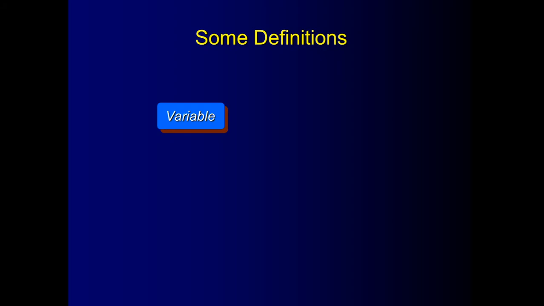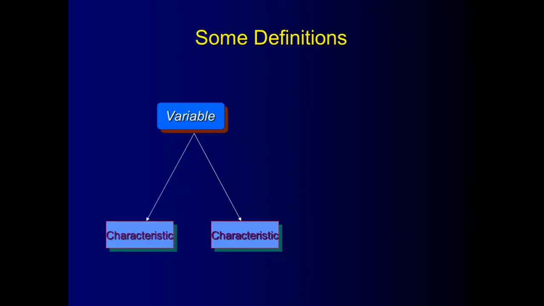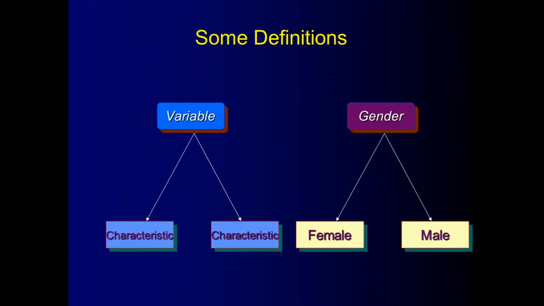Now what is a variable? A variable will have characteristics or values. We always used values, but now we can even use the word characteristic. A variable can have more than one characteristic. For example, gender: you have female and male. Now transgender, a third characteristic, is also added.